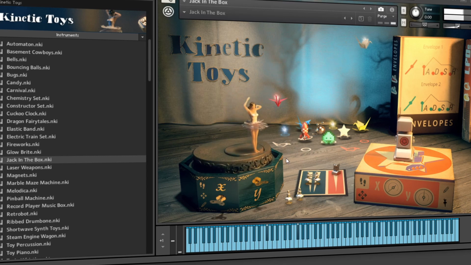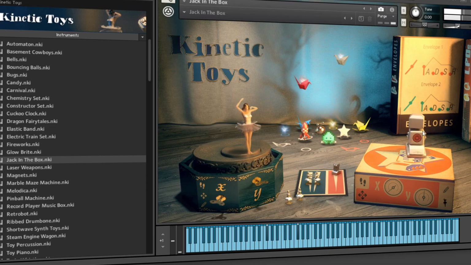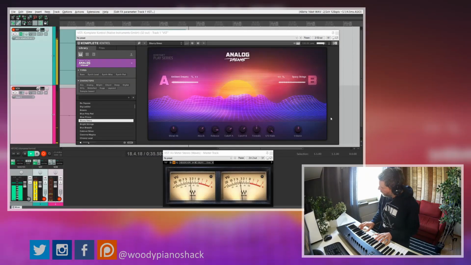The software is cross-platform for PC and Mac, and two versions are available. There is the full version, just called Kontakt, and a player version, which, as the name suggests, is only capable of playback of existing sound libraries.